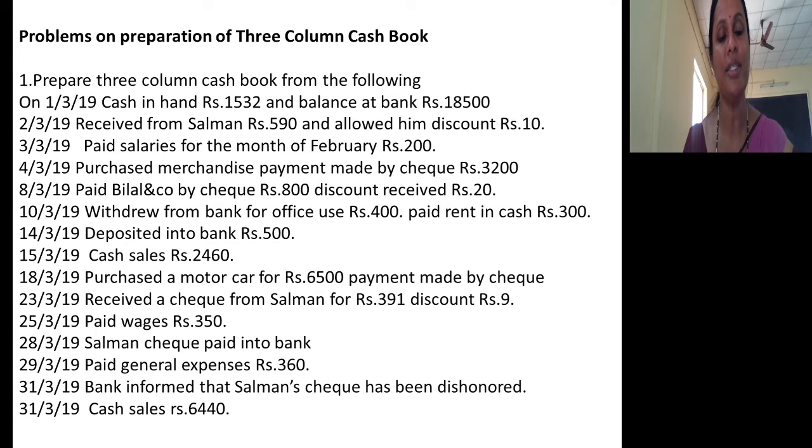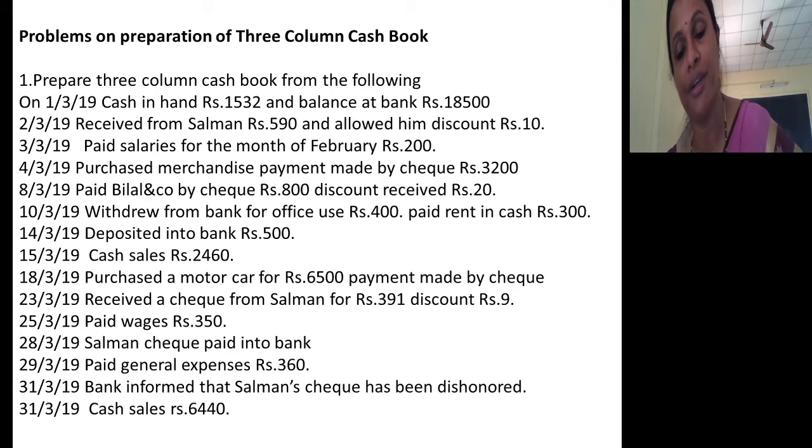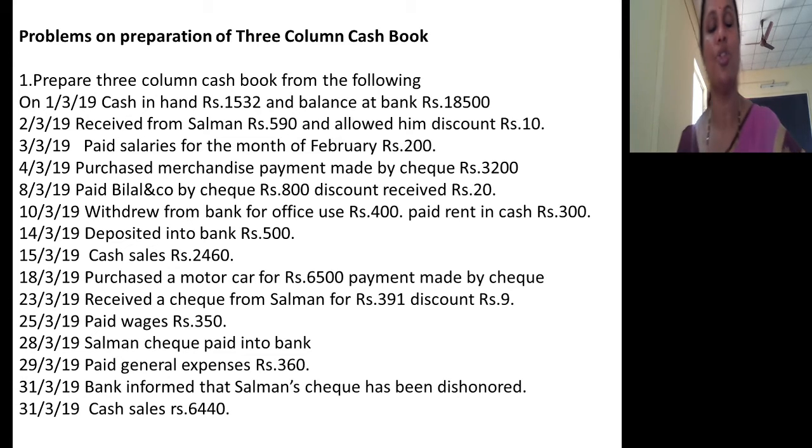So next one, received a check from Salman for rupees 391 and discount rupees 9. So you received a check. Check received is treated as cash received. What's the journal entry? Cash account debtor to Salman's account 391. Discount account debtor to Salman's account rupees 9.